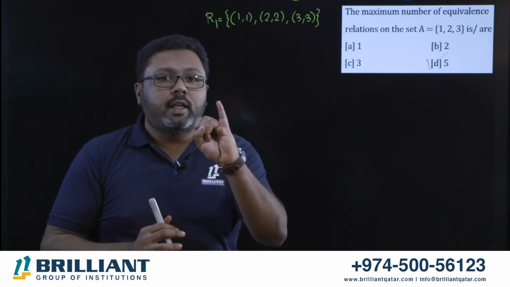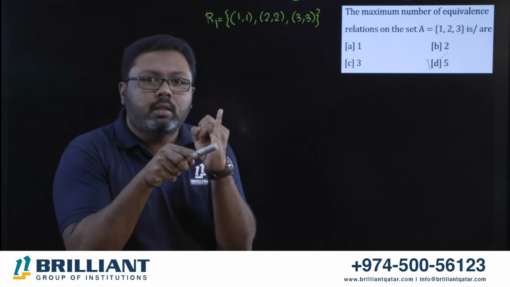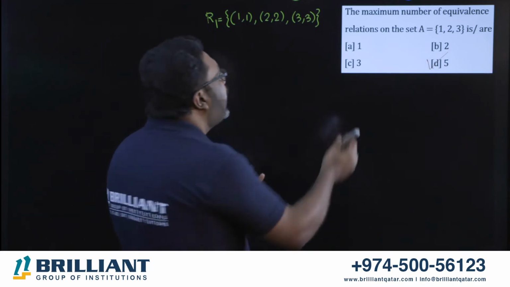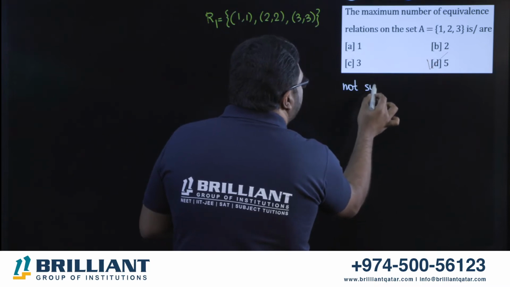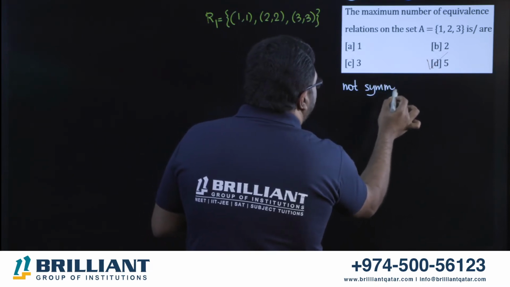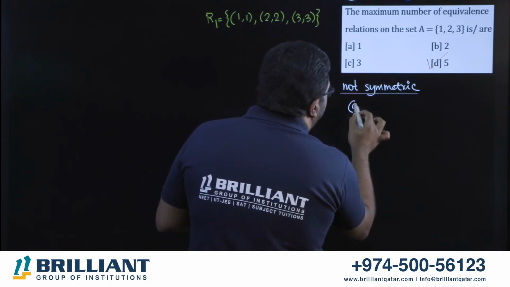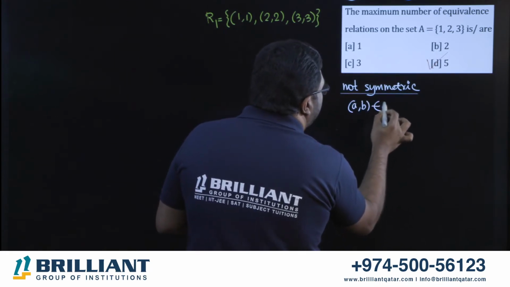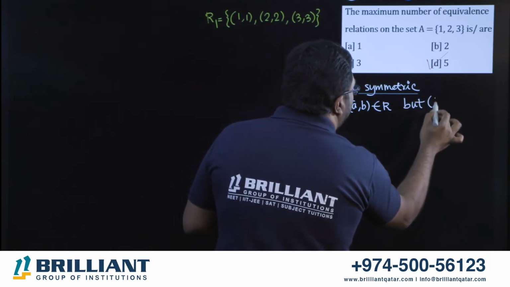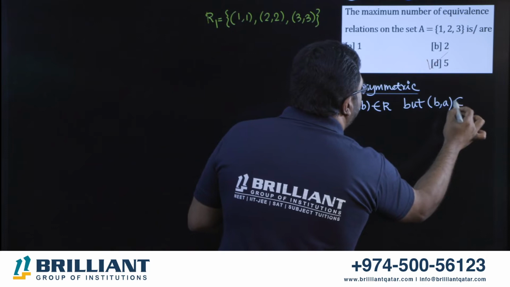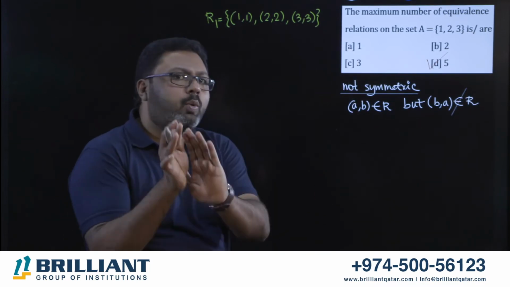And what is the condition for not symmetric? AB is present, but BA is not there. I will write that over here. What is the condition for not symmetric? Keep this in mind. AB belongs to relation R, but BA does not belong to R. This is what I want you to keep in mind.